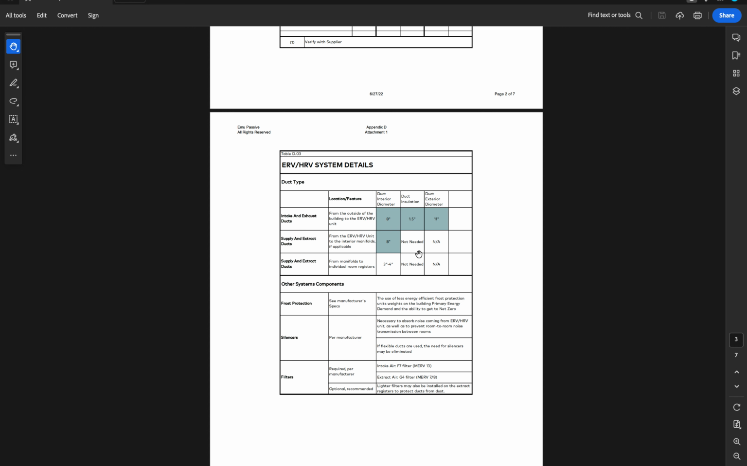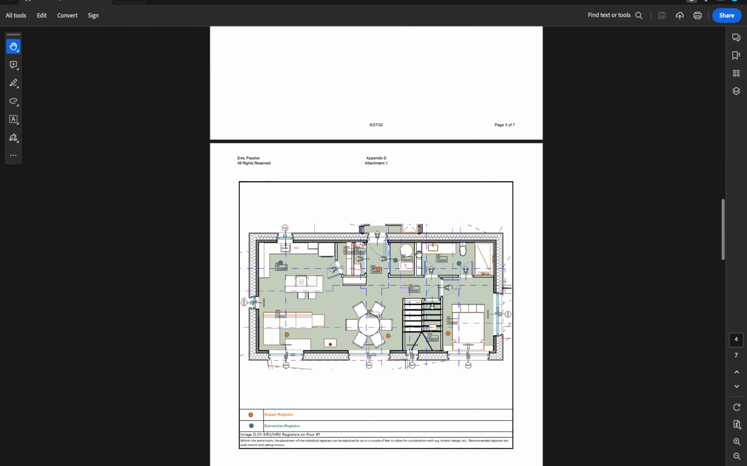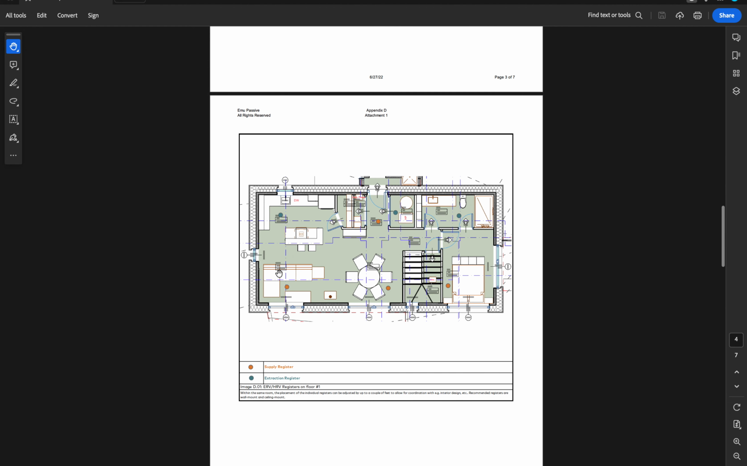We do not provide a layout of the ducts because when it comes to the ERV set, their ducts are so much smaller, about 3 inch in diameter, and they're very flexible, so it's very easy to route them through your framing instead of depending on a duct layout. And we also provide the location of the supply and extraction register for each individual room of your project.